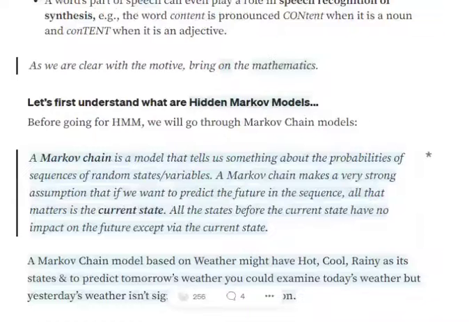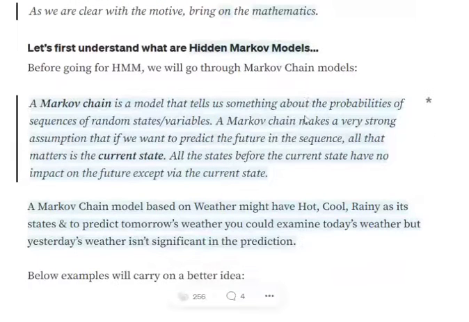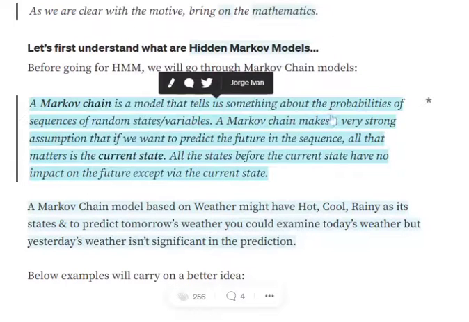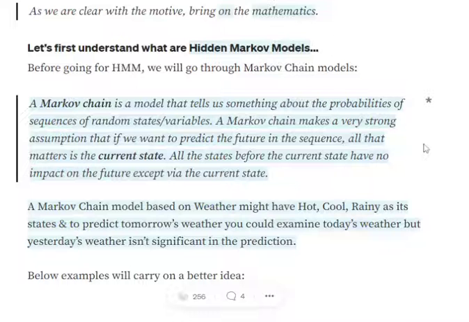So hi everyone. Today we will try to understand what Markov models are, and later on we will try to understand what hidden Markov models are. A Markov model is more of an ecosystem which tells us about the probabilities of a sequence of random states in a particular environment.